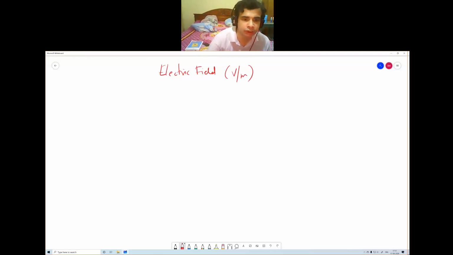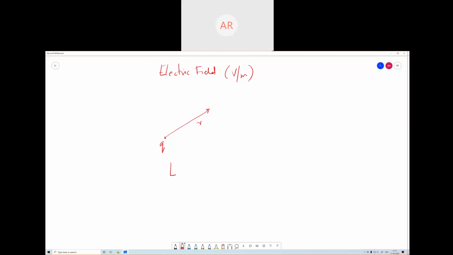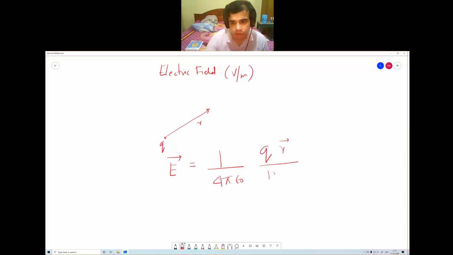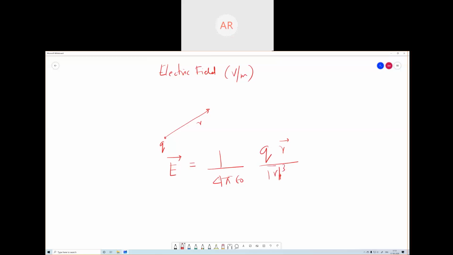So if I have a charge Q, what is the electric field at a distance r from it? Assume that it is in vacuum, so there is no epsilon r. E would be 1 by 4 pi epsilon naught Q by r squared, in the direction r hat. Well known.